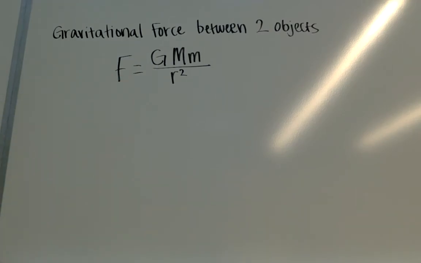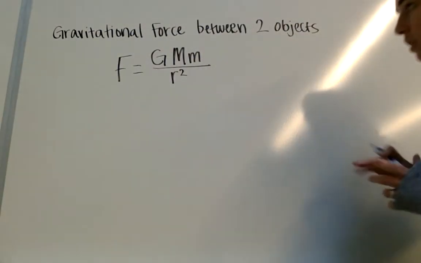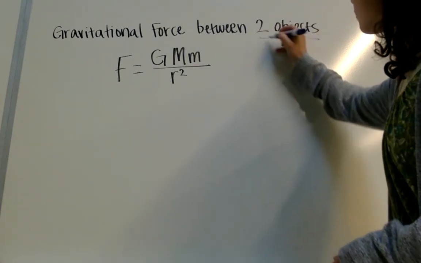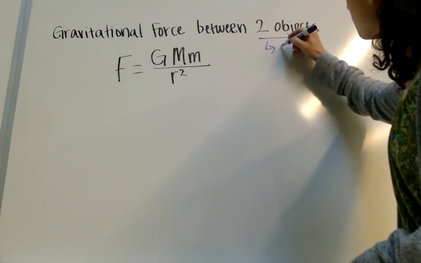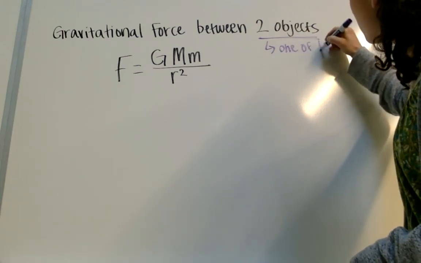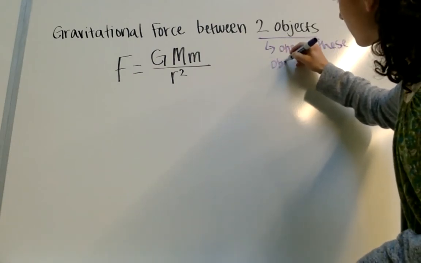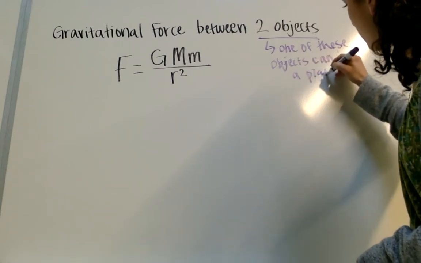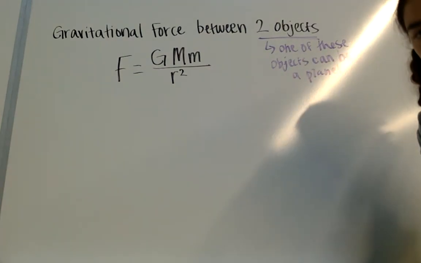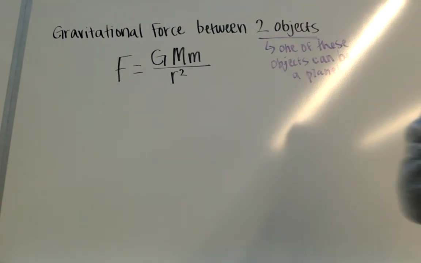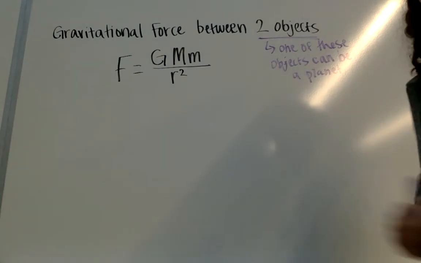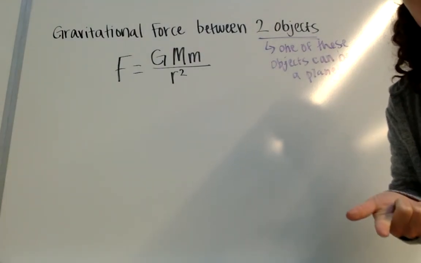Now, with our lab, we learned that one of those objects is often a planet, but it doesn't have to be. So I'm going to make a little note here: one of these objects can be a planet. So it's not very dark, I'll give it another marker. So in our lab, the two objects were the planet and then you being pulled by the planet.